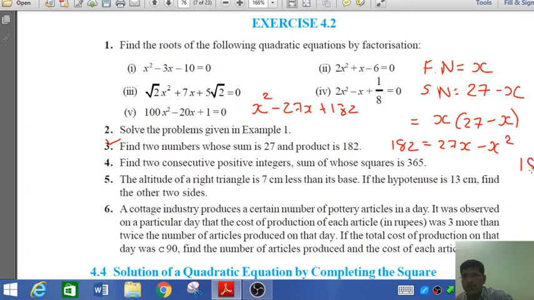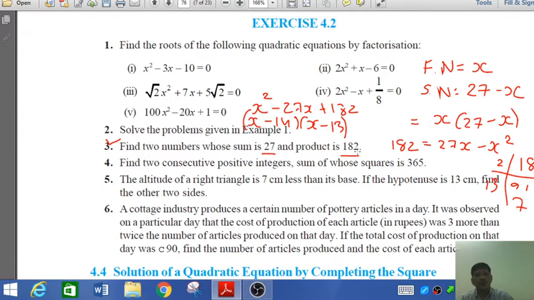Now we have to make a factor of 182. 13 7s are 91, 91 2s are 182, so the factors are 14 and 13. So the two factors are x minus 14 and x minus 13. These are the two numbers. If we sum them, it is 27. If we multiply them, it is 182. So this is the third sum related to the equation, where it's a statement and we have to convert it into an equation.